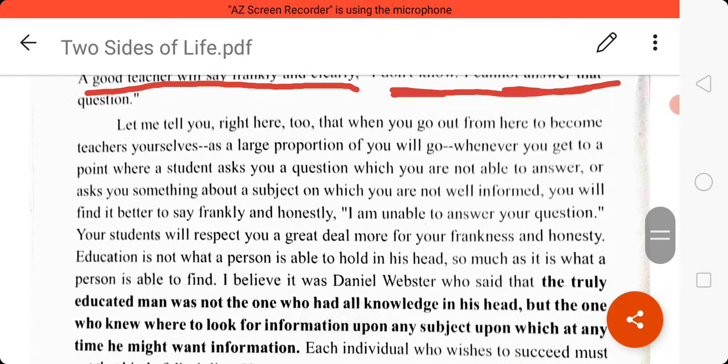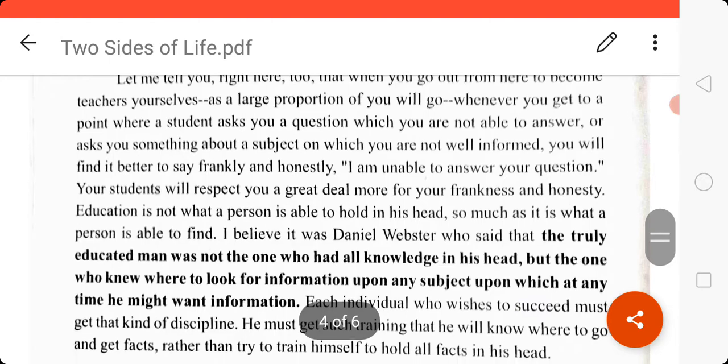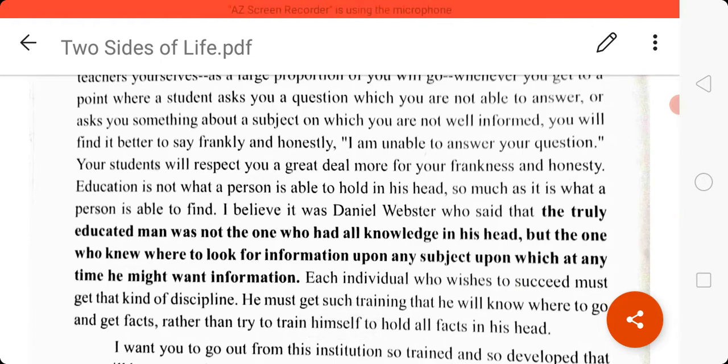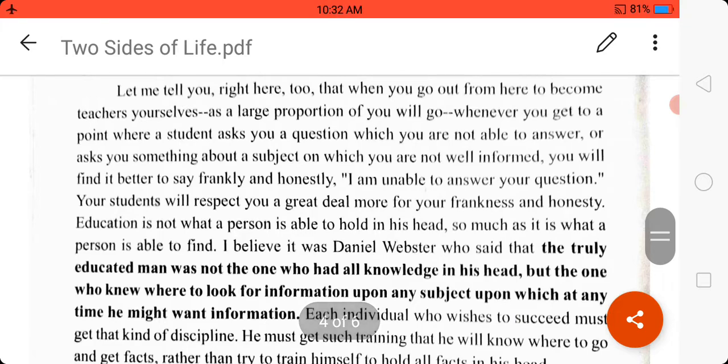Let me tell you right here too that when you go out from here to become teachers yourselves, as a large proportion of you will, whenever you get to a point where a student asks you a question which you are not able to answer, or asks you something about the subject on which you are not well informed, you will find it better to say frankly and honestly, I am unable to answer your question. So what he is telling is, from here a large proportion of people will go into teaching, and when your student asks a question about a topic which you do not know, how should you answer? You should not pretend.